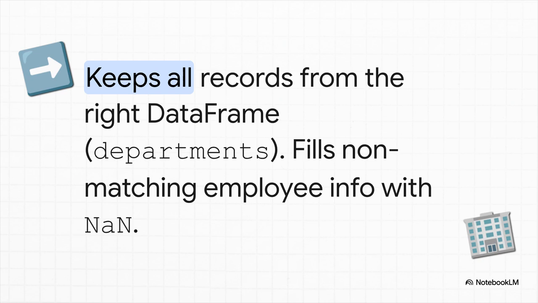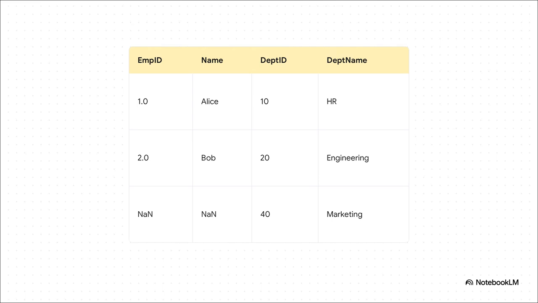All right, you can probably see where this is going. A right join is, well, it's the exact opposite. This time, we're keeping everything from the data frame on the right. And here's that flip side in action. Now, all the departments are included, even marketing, which, if you remember, doesn't have any employees assigned to it in our data. So what happens? The employee info for that row just gets filled with those NaNs again.